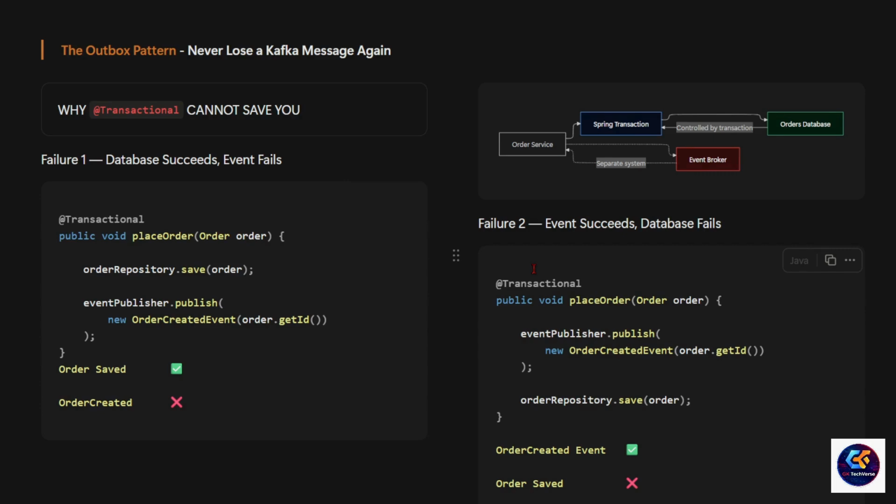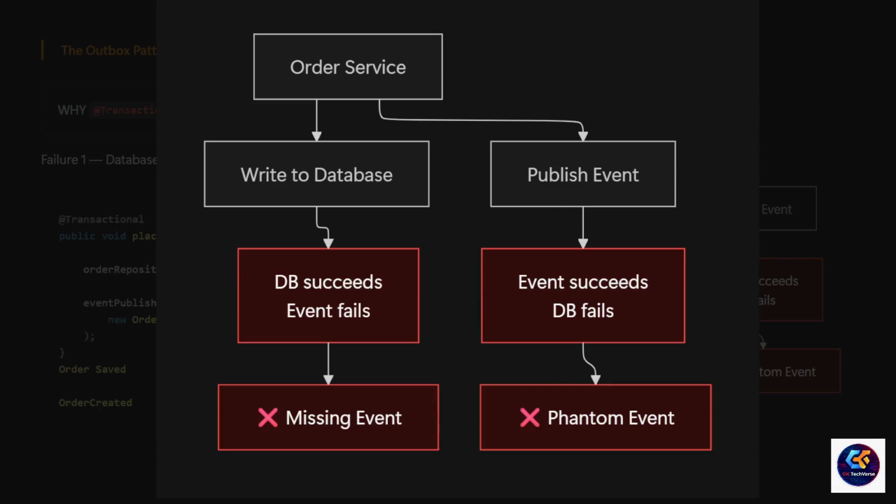Now imagine we reverse the order. Maybe we think, publish the event first, then save the order. The event is published successfully. The inventory service receives it, but then the database operation fails. Now the next service starts processing an order that does not even exist. We solved the missing event problem and created a phantom event problem. This problem has a name: the dual write problem. One business operation needs to update two different systems, and we need both to succeed together, but there is no single local transaction covering both.